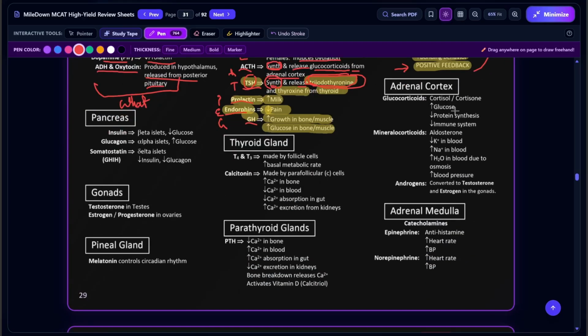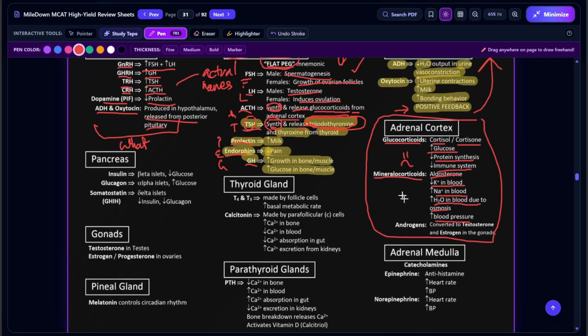Let's go into the adrenal cortex first. So the adrenal cortex: glucocorticoids, cortisol and cortisone, increase glucose, decrease protein synthesis, and your immune system, sad face. And your mineralocorticoids, aldosterone, decrease K+ in the blood, increase Na+ in the blood, increase H2O in the blood due to osmosis, and increase your blood pressure.